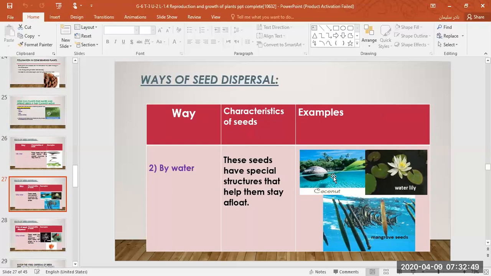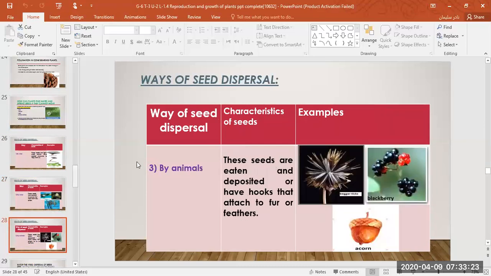Water lilies, as you know, these flowers that contain the seeds, are able to float without sinking and to move from one place to another by water. And mangrove seeds are also characterized by being able to float on the surface of water. So seeds that can float can be taken by water from one place to another.